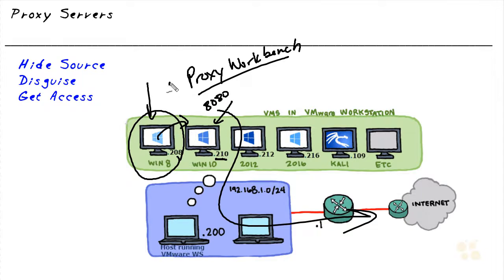So what we'll also do when we set up our client, we'll tell it to use .210 as a proxy server. We'll also identify that we want to use port 8080 as well. And the question may come up, well, what if we want to do proxy chaining and have multiple proxies in the path?